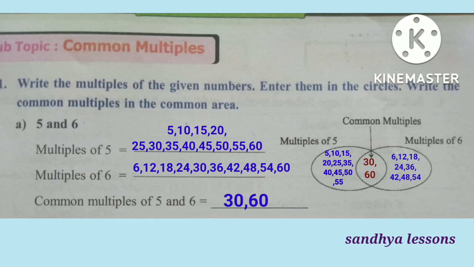Multiples of 5 are 5, 10, 15, 20, 25, 30, 35, 40, 45, 50, 55, 60. Multiples of 6 are 6, 12, 18, 24, 30, 36, 42, 48, 54, 60. Common multiples of 5 and 6 are 30, 60.